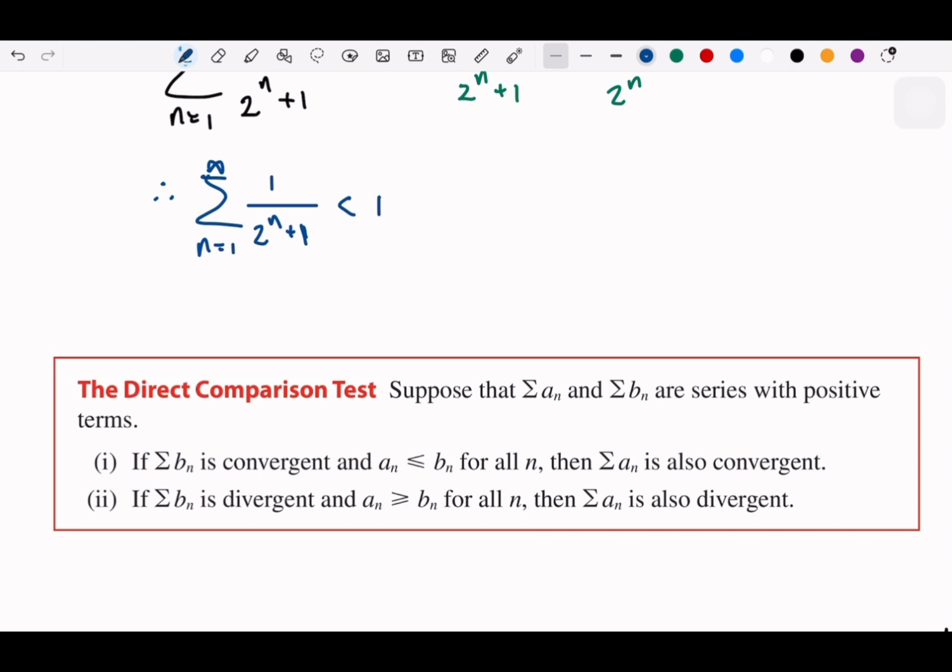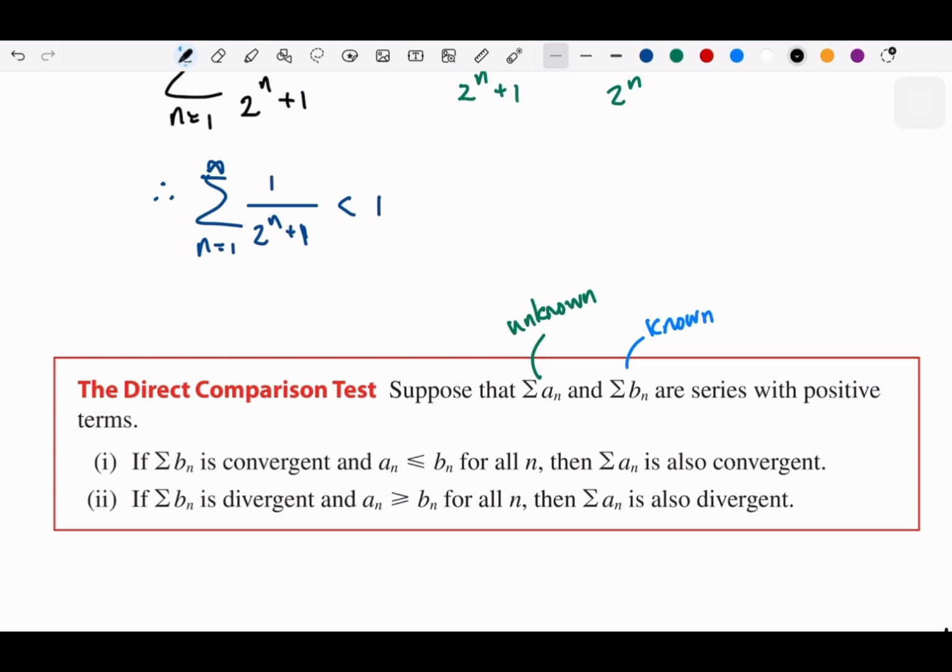And then, if b_n is convergent while a_n is less than b_n, like we did before, then we know that a_n must be convergent. So a_n is the one that we are looking for. This is the unknown, and this is the known one.